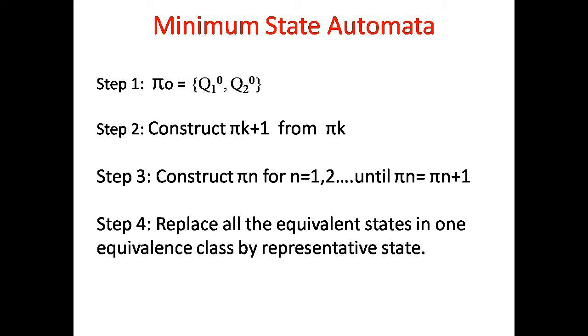Step 3, construct pi n for n equal to 1, 2, and so on, until pi n is equal to pi n+1. Step number 4, replace all the equivalent states in one equivalence class by a representative state. This helps in minimizing the given DFA. Let us understand this method with the help of an example.